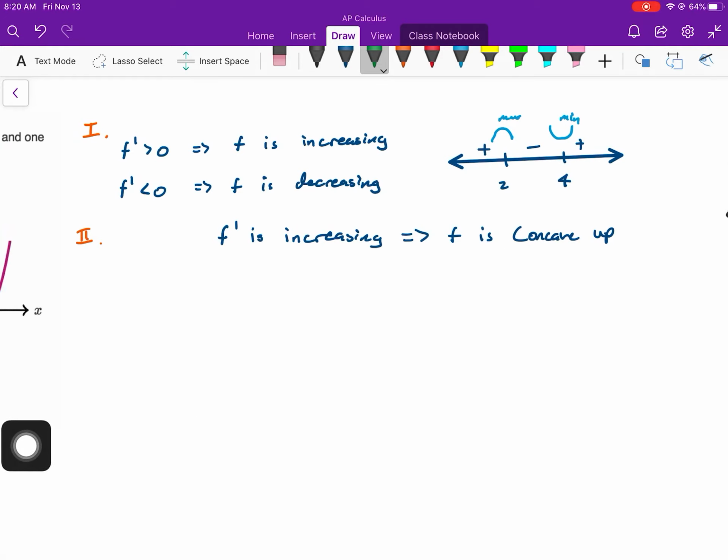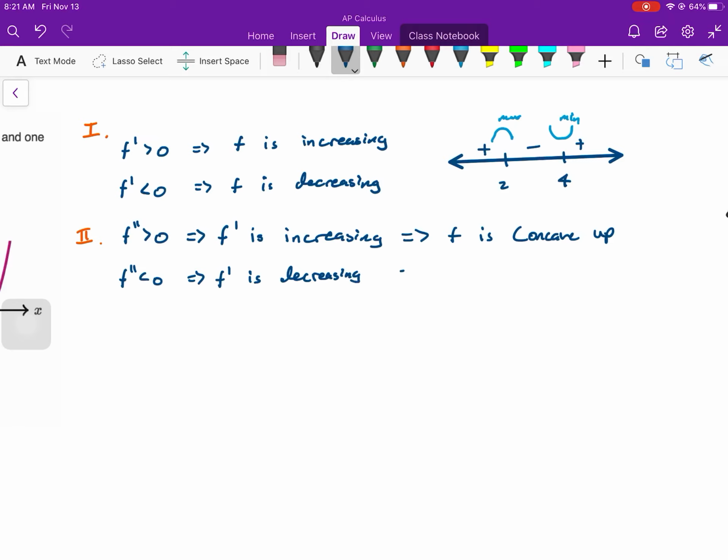Now, how do we know if f prime is increasing? Well, we know that by looking at its derivative. Because if f prime is positive, that means f is increasing. So that means if the derivative of this is positive, then it's increasing. So if f double prime is positive, then f prime is increasing, and that tells us our concavity. Similarly, if it's negative, then we know it's decreasing.